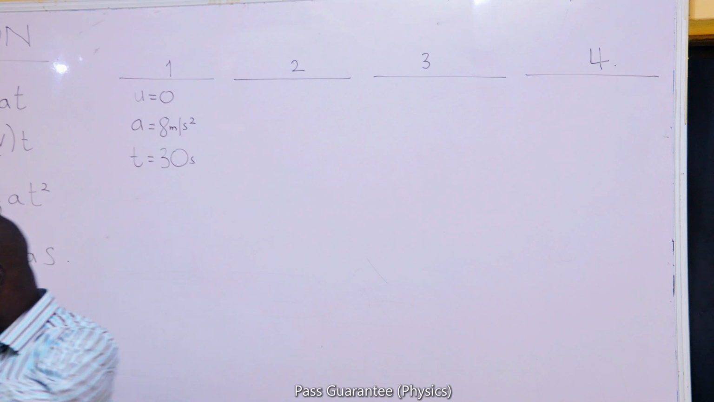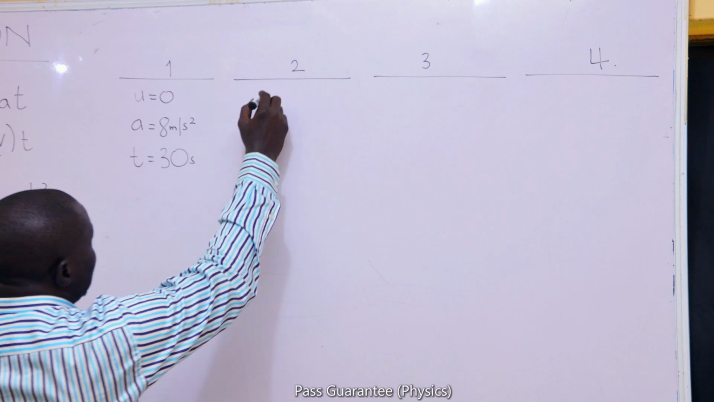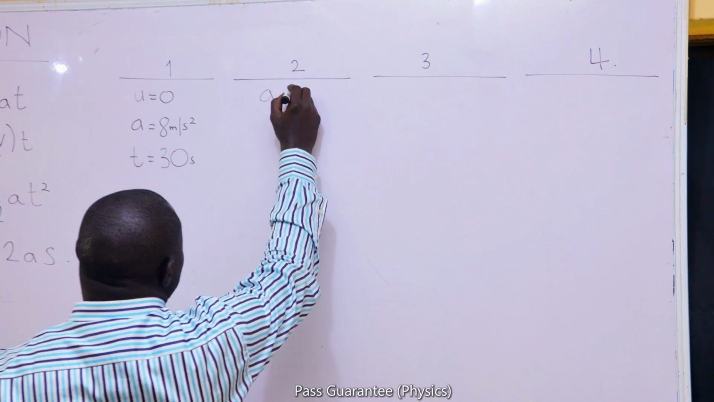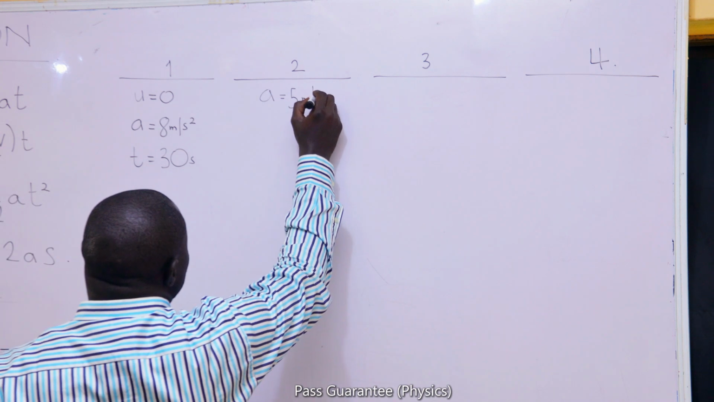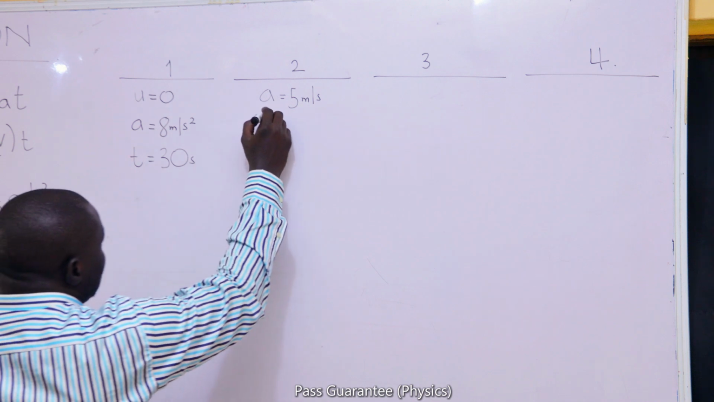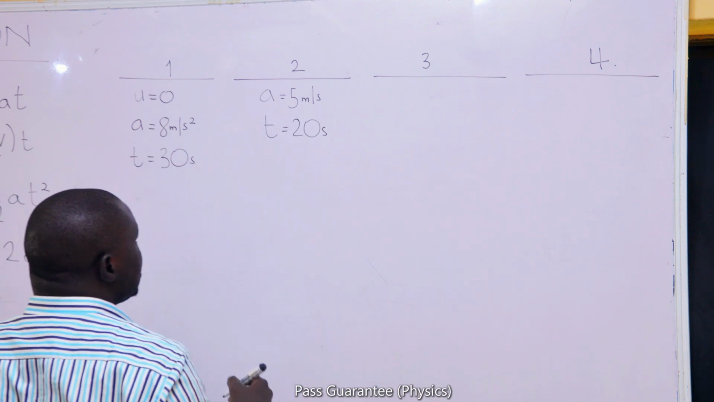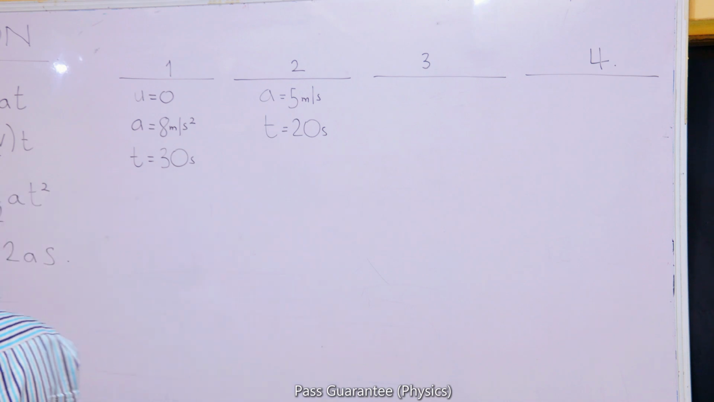They now said, after which the acceleration is reduced to 5. So for the second part, the acceleration is now 5. We're not given the initial velocity. The acceleration was reduced to 5 for the next 20 seconds. For the second part, that is all that we know. Because immediately after that 20 seconds, the third part started.